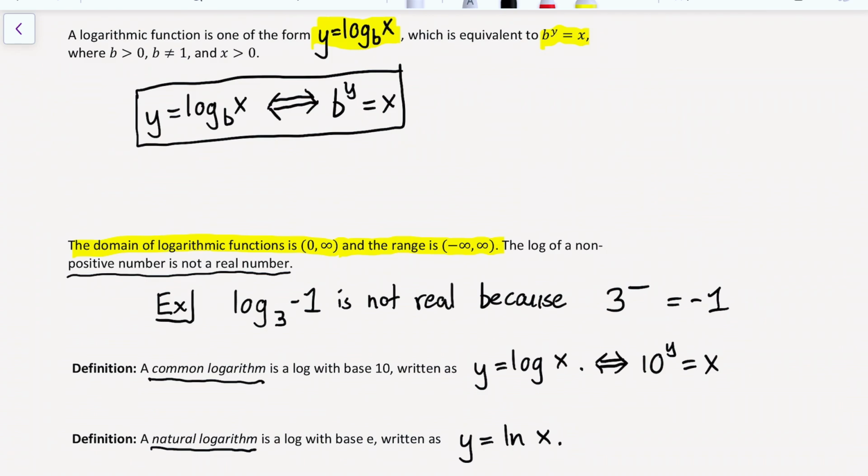A natural logarithm is a log with base e. We've seen the natural number e show up already in exponential functions, and we need to know how to express its inverse as a logarithm. And we write this as ln of x, natural log of x. This is the same thing as saying e to the power of y equals x.